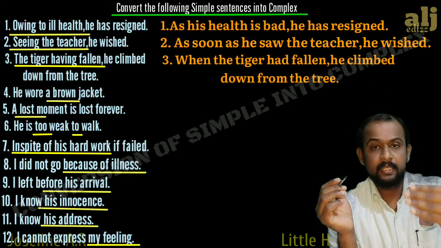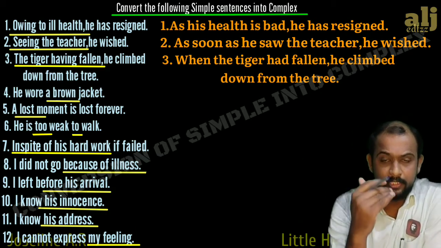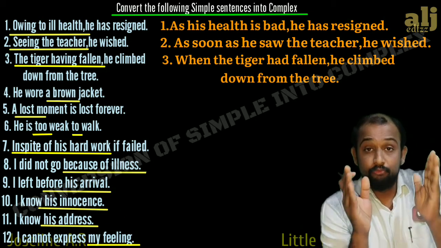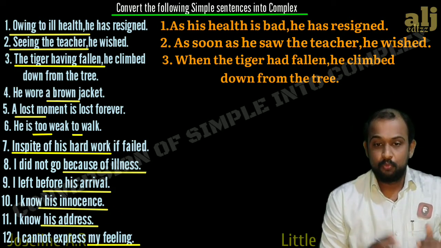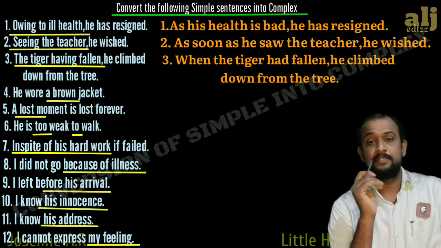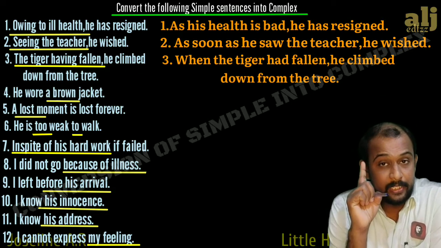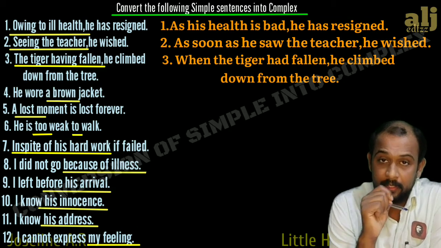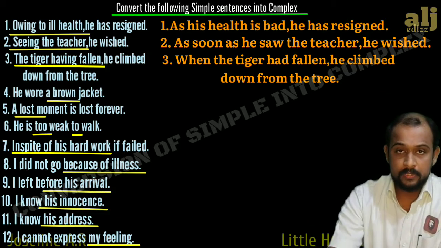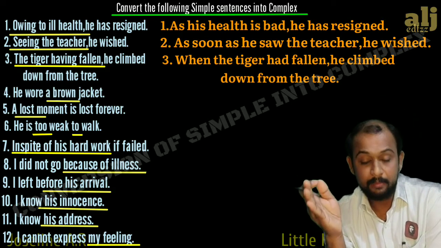So you see in the first, second and third cases, we have not touched the main clause. We have retained them as it is. We have converted only the phrases into clauses. The tiger having fallen had become when the tiger had fallen. Why had fallen? Because the main clause, he climbed down, is in past tense. Whatever clause you introduce should be in the same tense as in the simple sentence. The simple sentence is in past tense, so the subclause you introduce must also be in past tense. When the tiger had fallen, he climbed down from the tree.